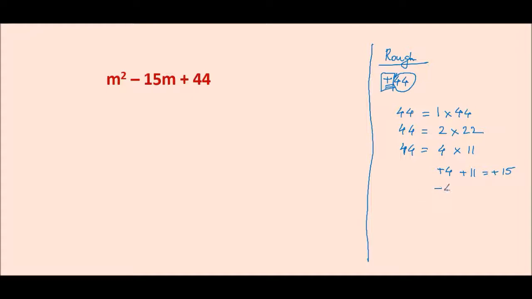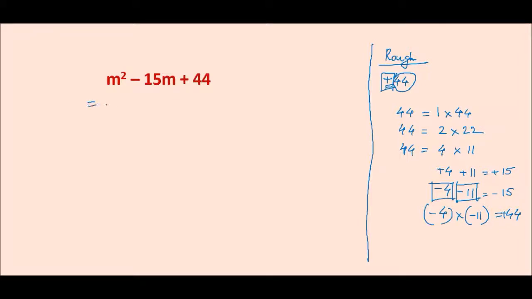Therefore, we can attach any sign to these two factors, but we have to get -15. So -4 and -11 is a -15, and -4 times -11 is a plus 44. So we have got our factors along with their signs. One is -4 and the other is -11.